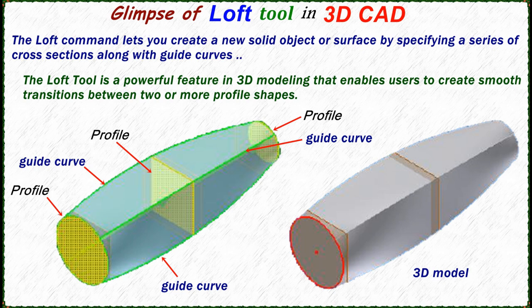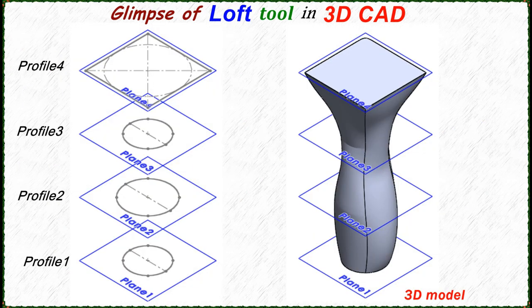The Loft command lets you create a new solid object or surface by specifying a series of cross sections along with guide curves. Here, two circular and one square profile are connected with guide curves using the Loft command. The Loft tool is a powerful feature in 3D modeling that enables users to create smooth transitions between two or more profile shapes.